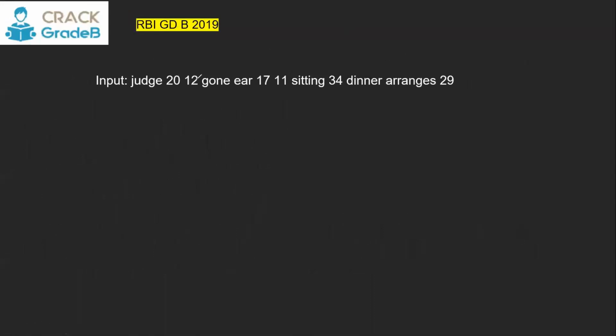Here, in the first step, the smallest two numbers, that is 11 and 12, are going to appear in the first place, 11 and 12. And then it comes judge, 20, 12 gone, 11 gone. Judge, 20, gone, year, 17, sitting, 34, dinner, arranges, and 29. Of course, you can use short tricks for the words and all. You can save your time. I'm writing for understanding's sake.